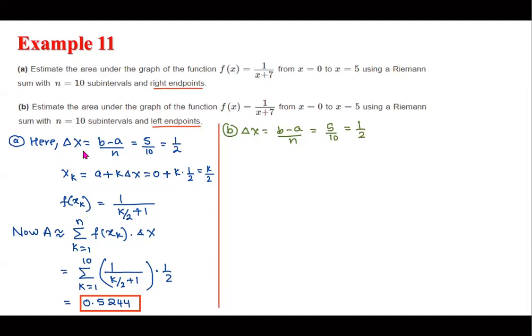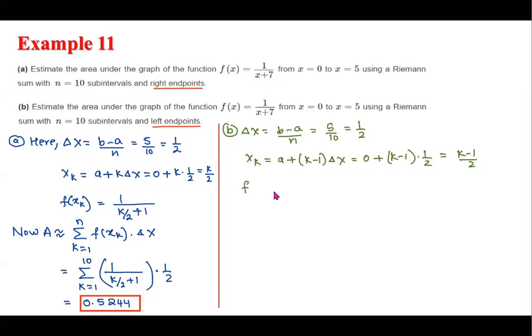That is the first part. Now we find xk. xk for the left Riemann sum, the left endpoint, will be a plus k minus 1 times delta x. Now the value of a is 0, so that is equal to 0 plus k minus 1 times delta x, which is half, which is equal to k minus 1 over 2. So the value of xk is k minus 1 over 2.